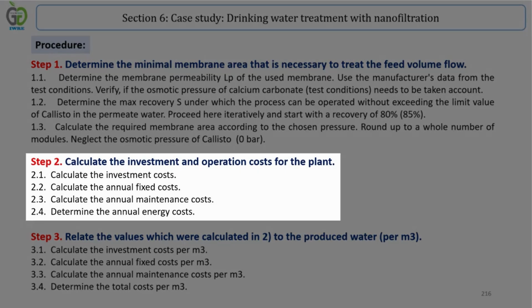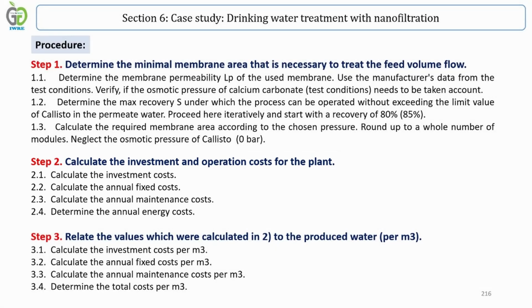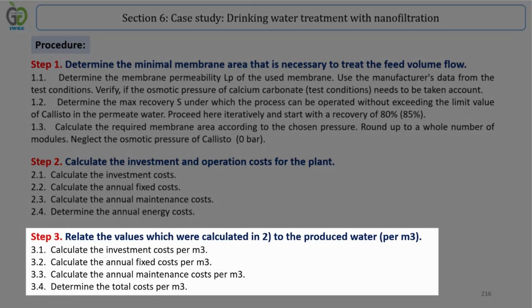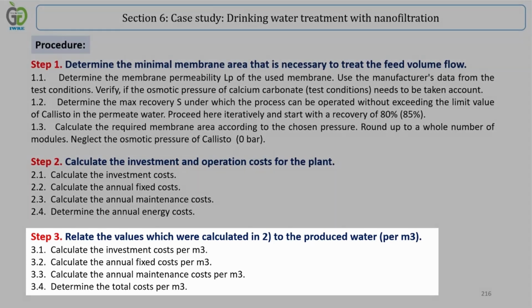Step 2. Calculate the investment and operation cost for the plant. To do that, calculate the investment cost, annual fixed cost, annual maintenance cost, and determine the annual energy cost. Step 3. Relate the values which were calculated in step 2 to the produced water per cubic meter. To do that, first calculate the investment cost per cubic meter, annual fixed cost per cubic meter, annual maintenance cost per cubic meter, and determine the total cost per cubic meter.